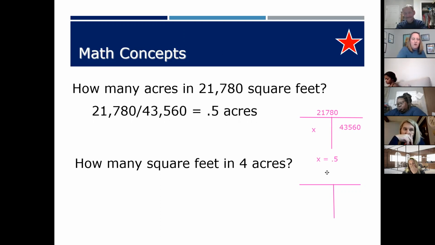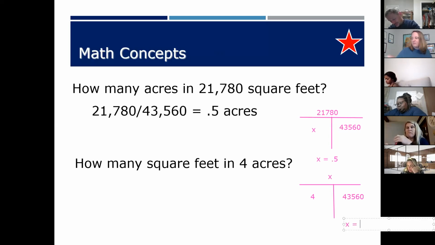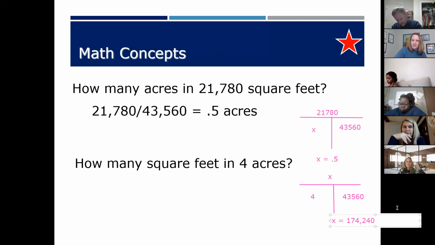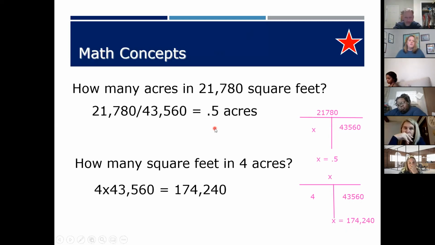So now this time we're solving for our square feet, which is our number on top. My magic number being 43,560, and I have 4 acres. So my T-bar, my back four line, means multiply. I take 4 times 43,560. How many square feet are in this lot? 174,240. Or if you don't like the T-bar yet, you can multiply 4 times 43,560.